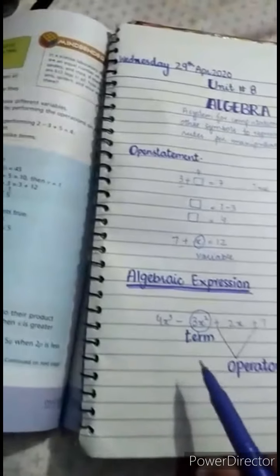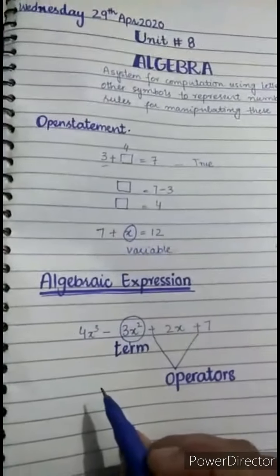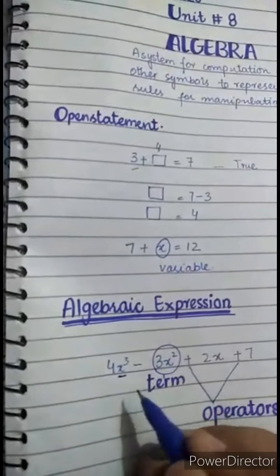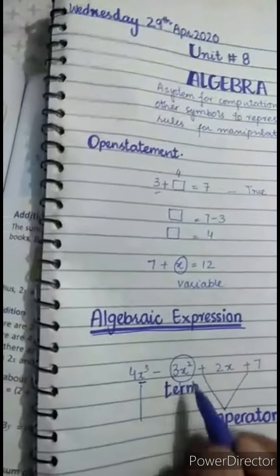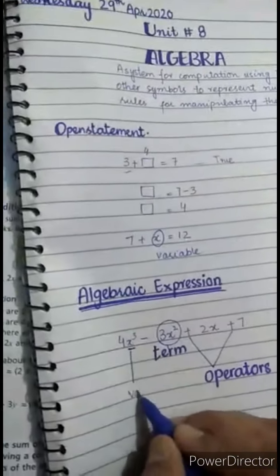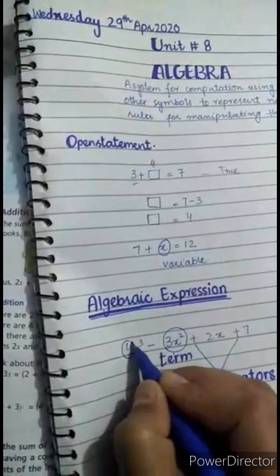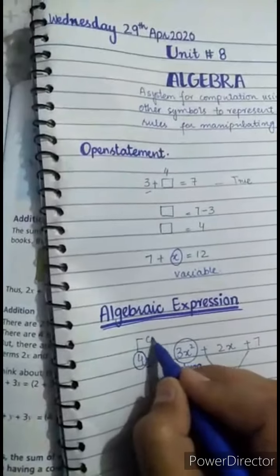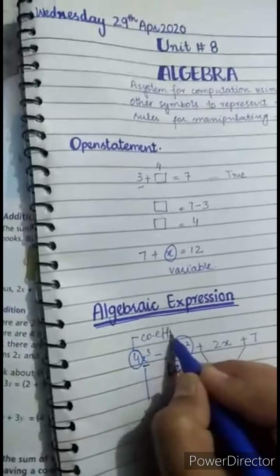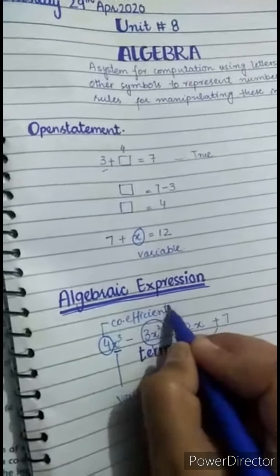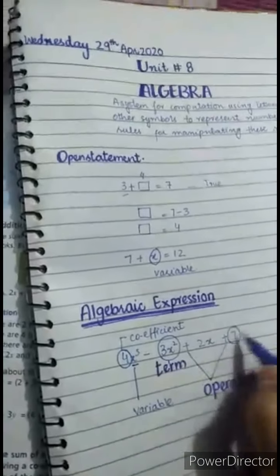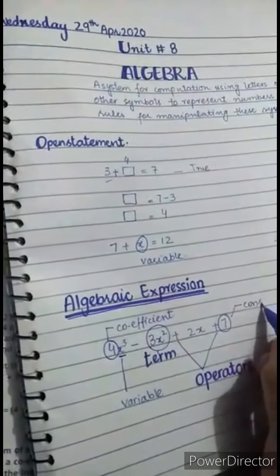Now, what are variables and what are constants and what are coefficients? These values like x cubed, x squared, x, these are known as variables. 4 is known as coefficient, and these values are constants.